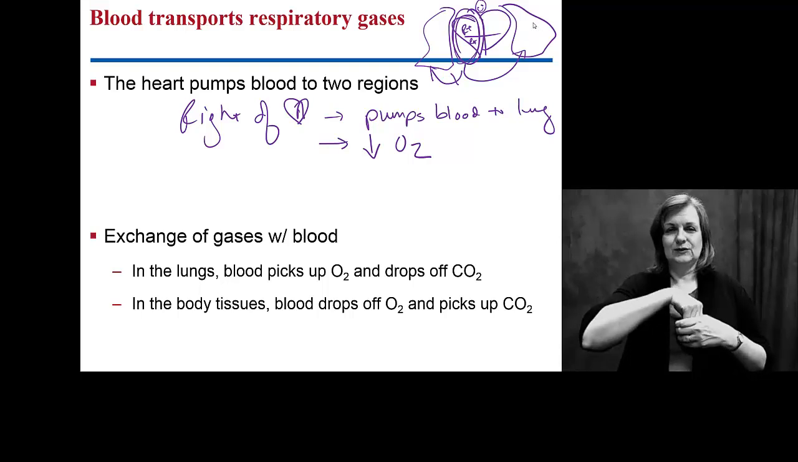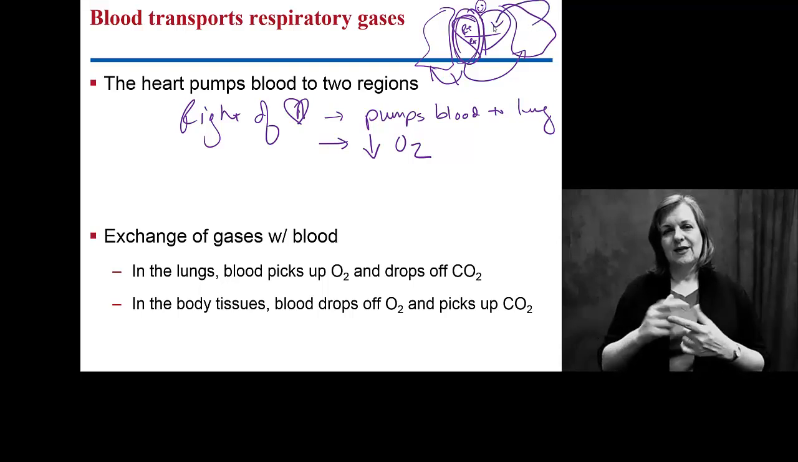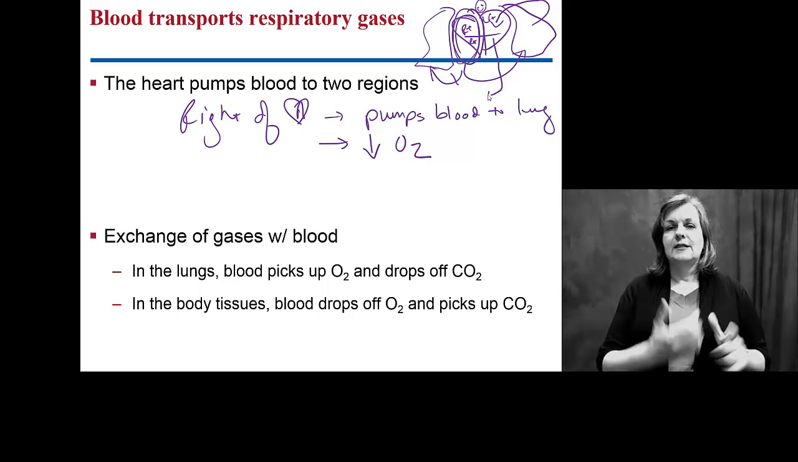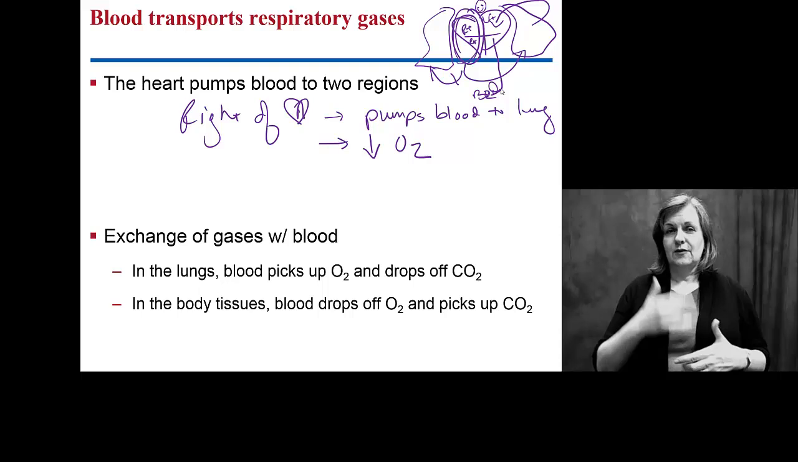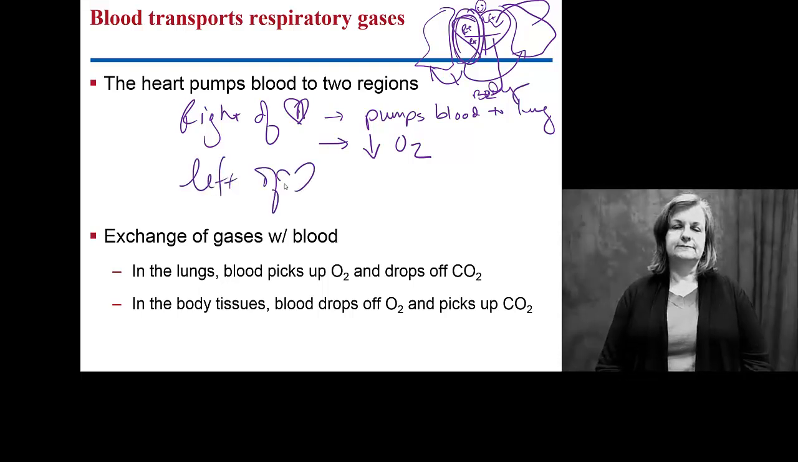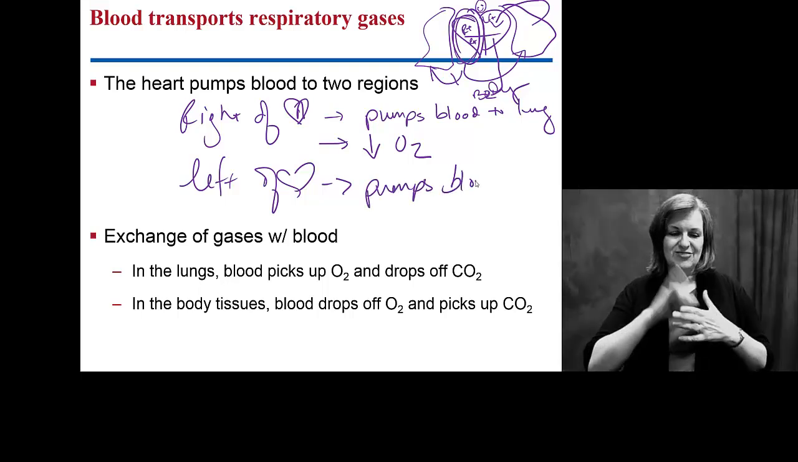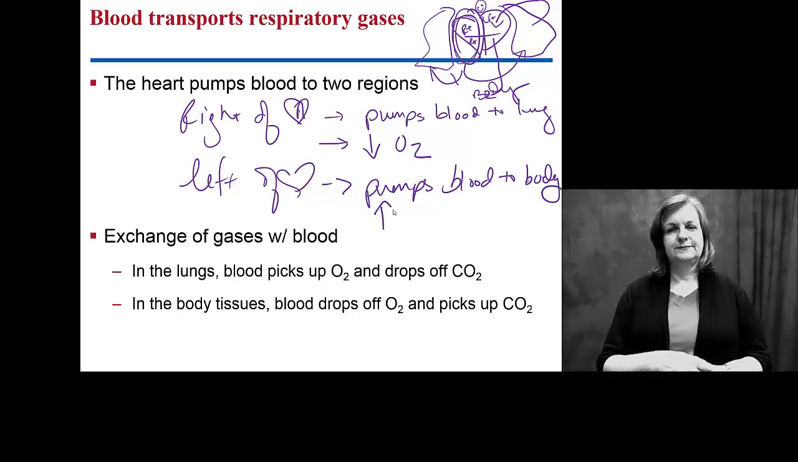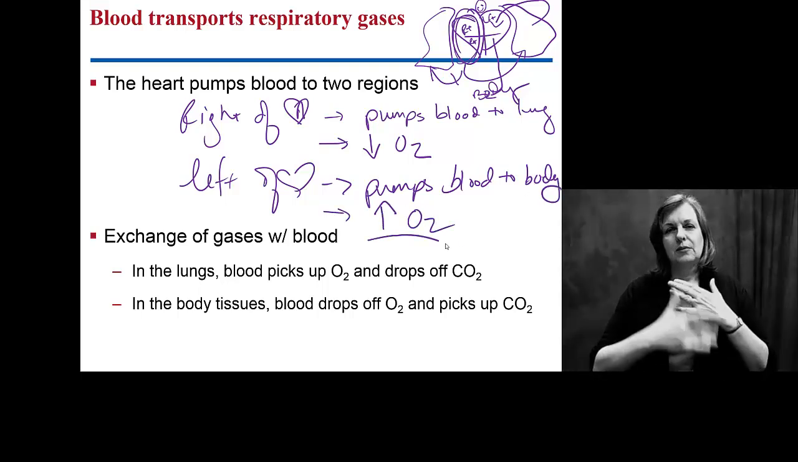And then the blood is going to return from the lungs to the left side of my heart and eventually get pumped out to the body. So the left side of the heart pumps blood to the body. And we hope that this is very, very high in oxygen.